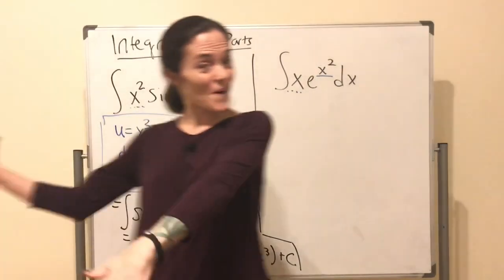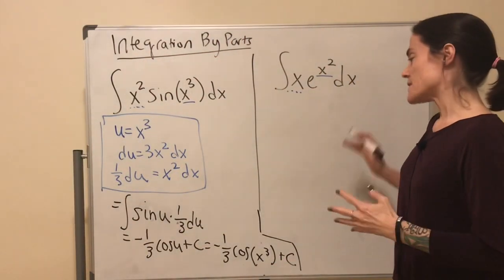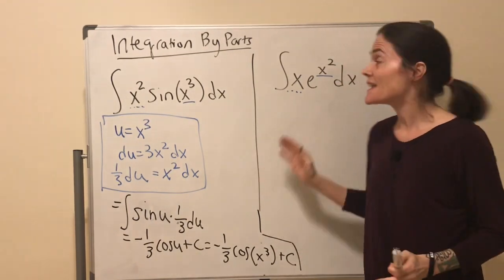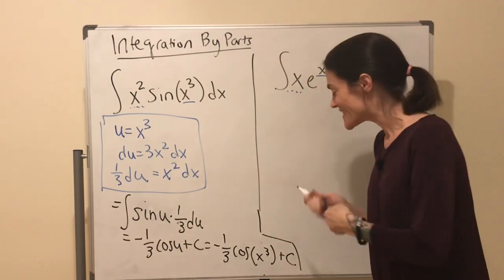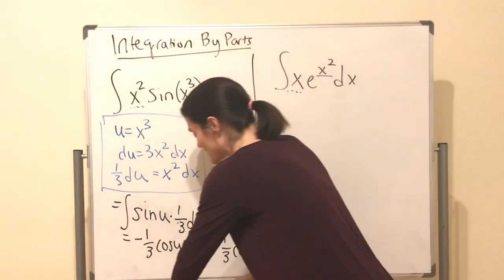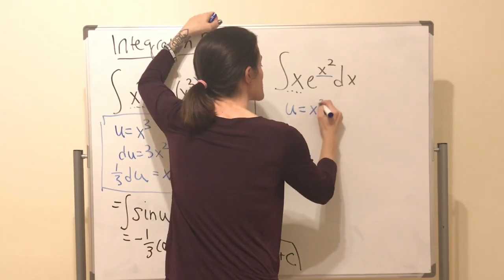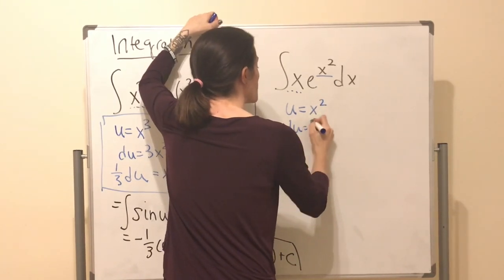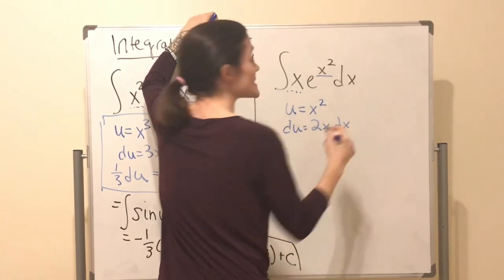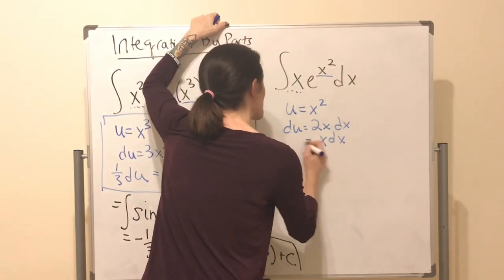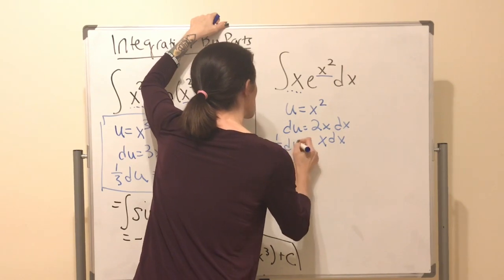So here is number one, right? Now, this is very similar. We see this inside function. It's up inside the exponent of e. We see a multiple of its derivative. This is also substitution, okay? So we have u is x squared, du is 2x dx. We have x dx, which is 1/2 du.